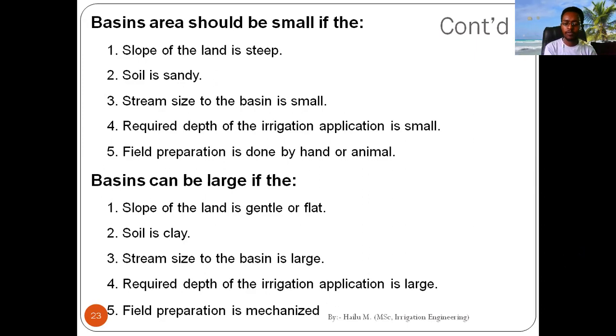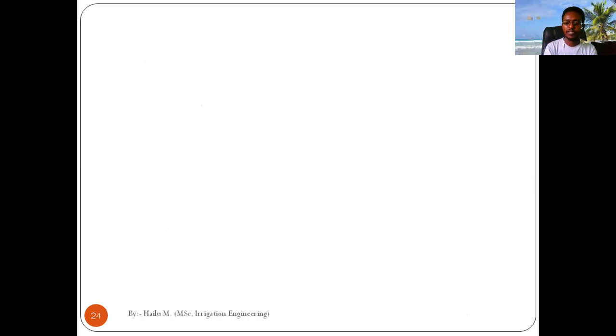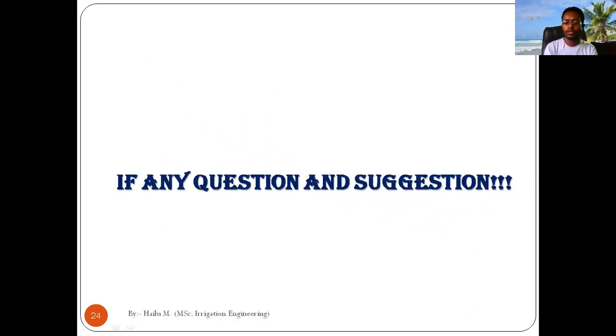Otherwise, if the slope of the land is gentle or flat, the soil is clay, the stream size to the basin is large, the required depth of irrigation application is large, and the field preparation is mechanized, our basin area should be large. By following these conditions, you can fix the size of your irrigation fields. So this is all about the basin irrigation method. I hope you can get some pointers on this idea.